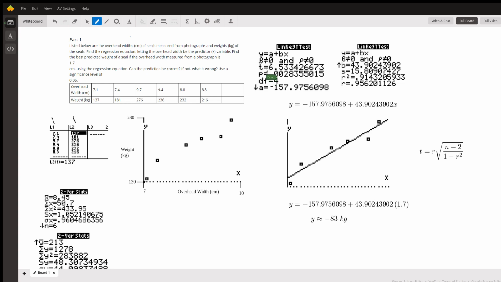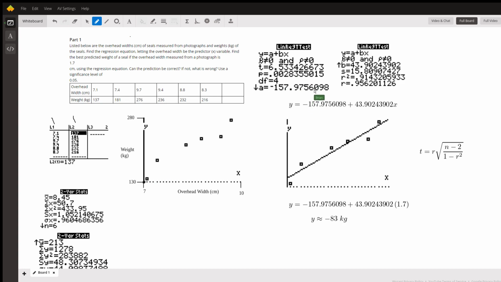And so when conducting the test, I got a t-value of 6.53, and the p-value is 0.0028. So this p-value is lower than our level of significance of 0.05. What that tells us is that there is somewhat of a linear relationship between overhead width and weight.